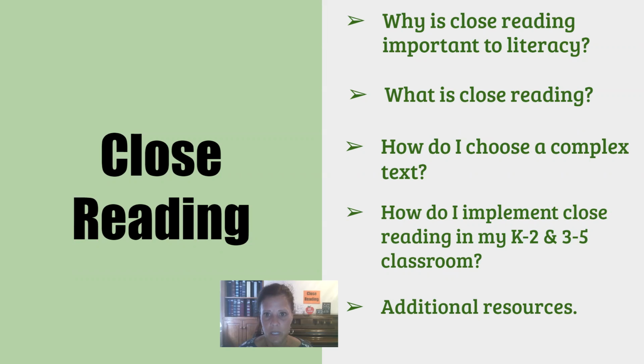So I've kind of broken this presentation down into four areas. Why is close reading important to literacy? What is close reading? Looking at the definition and what it involves. How do I choose a complex text? And then most importantly, how do I apply and implement close reading, not only in my 3 to 5 classroom, but in my K to 2 classroom.